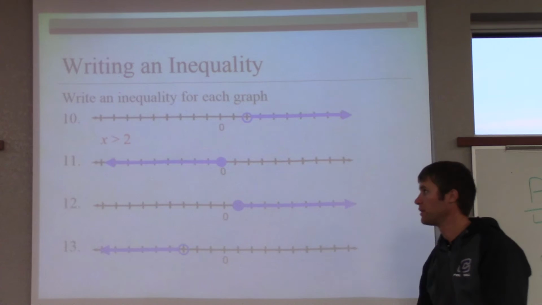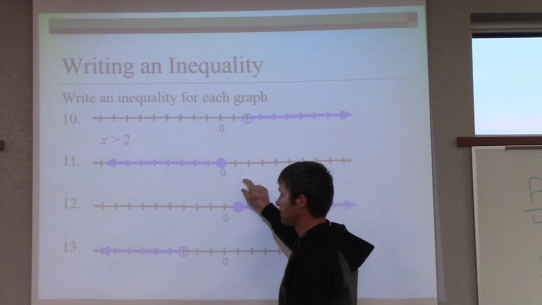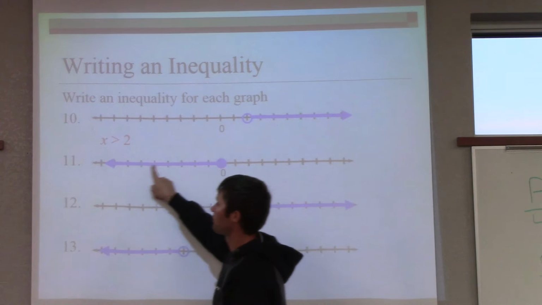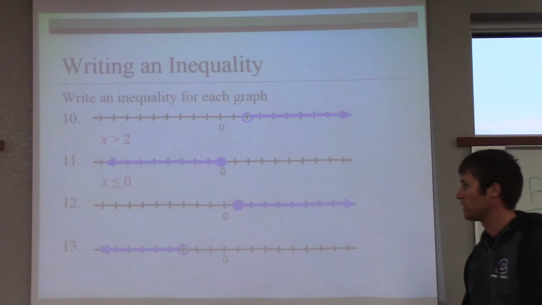Next, we're at the value of 0, so we have 0. And you can put n is what compared to 0? Well, it's a closed dot, so it's going to be less than or equal to or greater than or equal to. We want values that are smaller than 0, so we'd say less than or equal to.